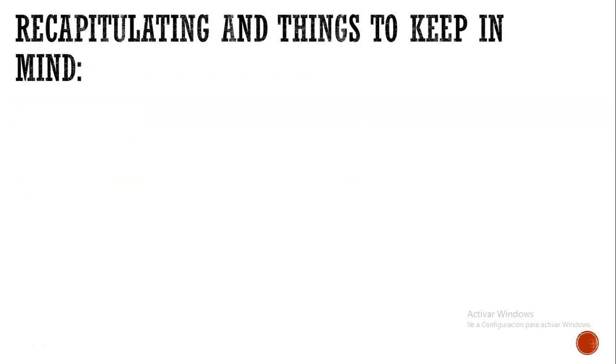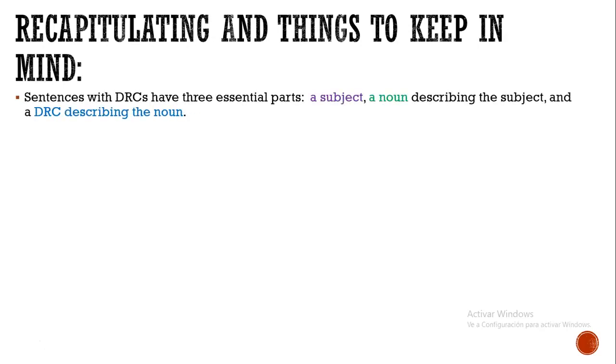Recapitulating and things to keep in mind. Sentences with DRCs have three essential parts, guys. This is very important. You can use this to check yourselves when writing sentences of your own, for doing your album, or for doing your quiz on Friday. A subject, a noun describing the subject, and a DRC describing the noun. Those three essential parts. So far we have seen 4 different relative pronouns.